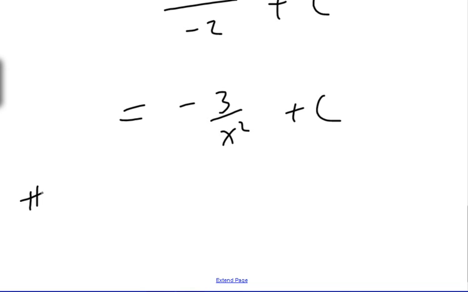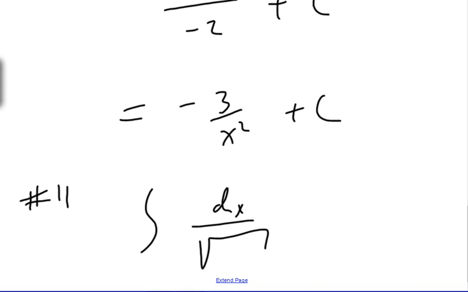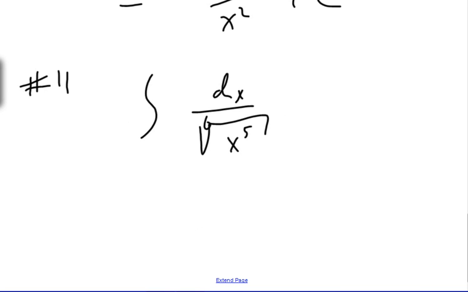Number 11. Integral dx, the 6th root of x to the 5th. All right, well, I change that to x to the minus 5. No, this is 10. No, it doesn't. It says 10. Where were you? Not paying attention again?